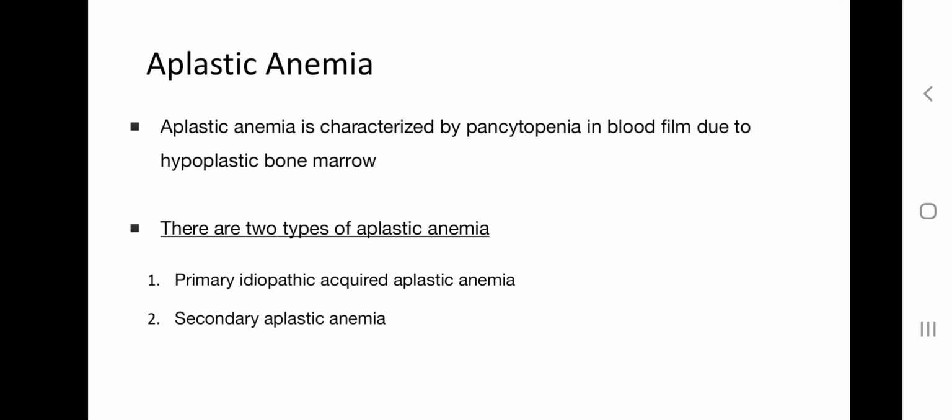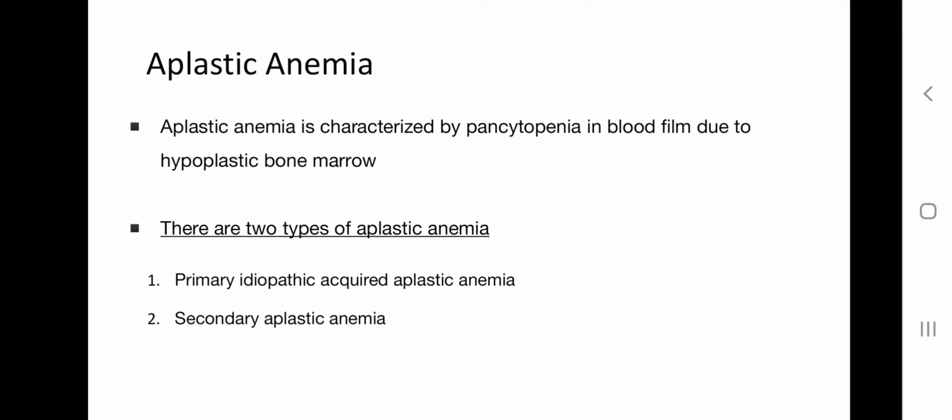Aplastic anemia is characterized by pancytopenia in blood film due to hypoplastic bone marrow. In short, there is decreased production of the three lineages of cells resulting in pancytopenia. That's RBCs, WBCs and platelets are decreased, resulting in a pancytopenia picture in blood film due to the hypoplasia of bone marrow.